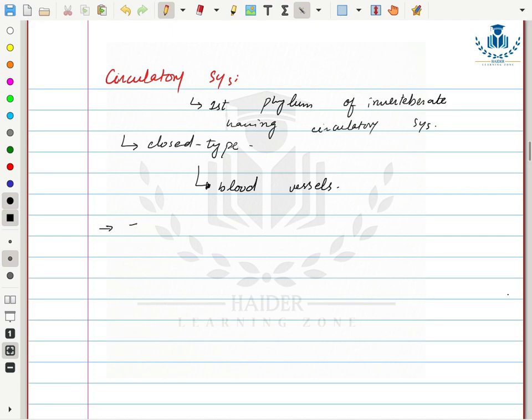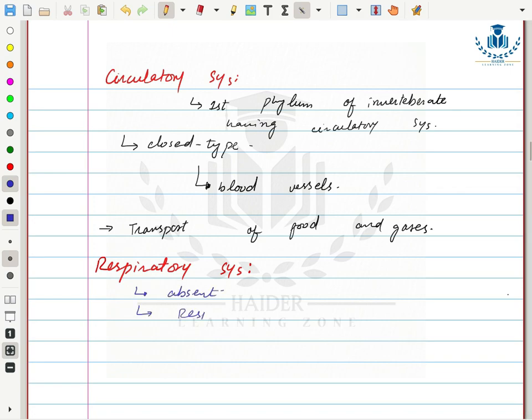Their circulatory system helps in the transportation of food and gases. Respiratory system. In annelids, the respiratory system is absent, and respiration or gaseous exchange occurs by diffusion through the skin into the blood capillaries.